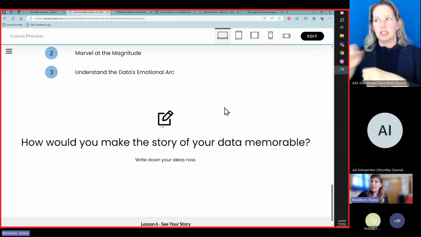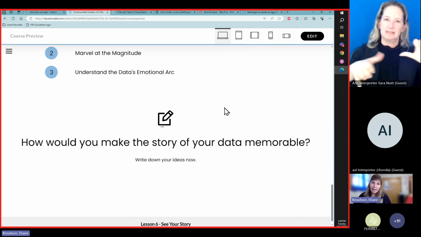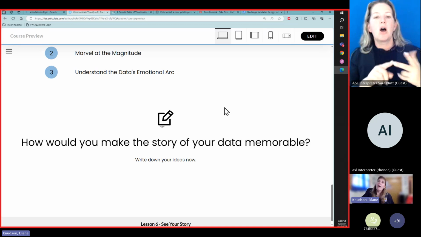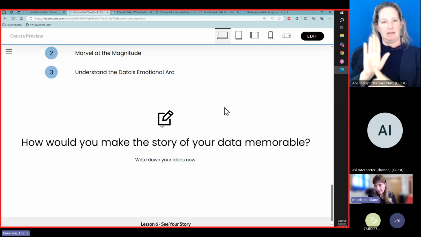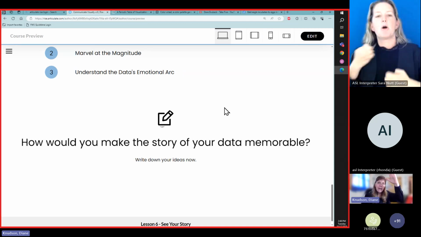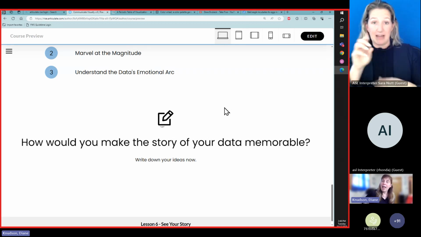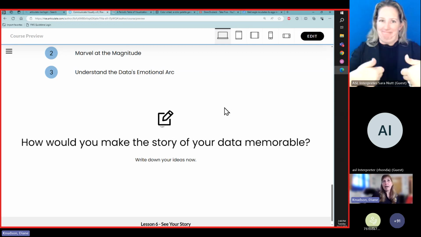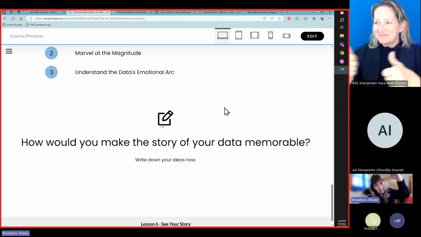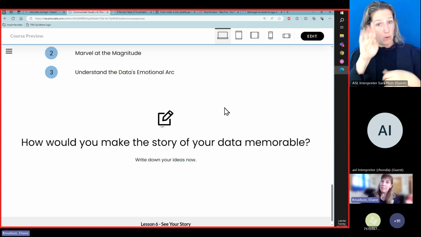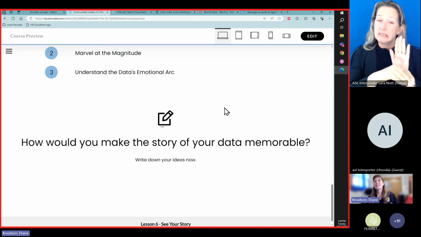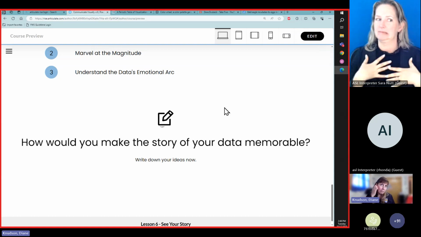And finally, she said to understand the data's emotional arc. What does that mean? Well, if you're in business and your data is going up, that's a happy thing, right? And so you need to understand that and incorporate it in your story. If you're in business and your data is going down, maybe that's not quite as happy of a thing, but it depends on how you frame it.